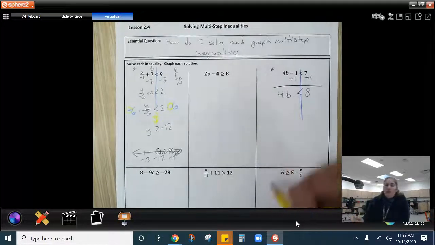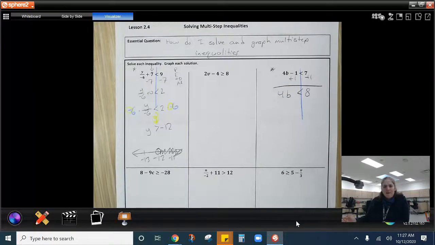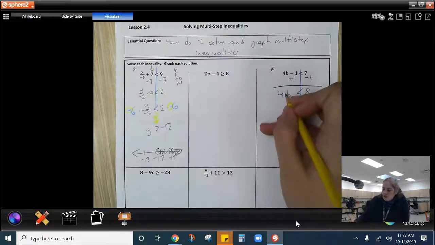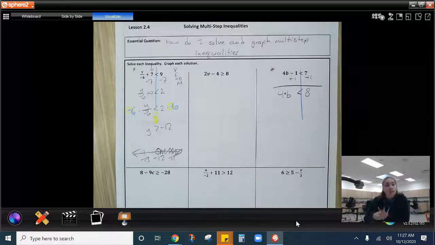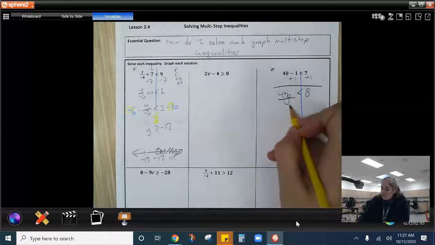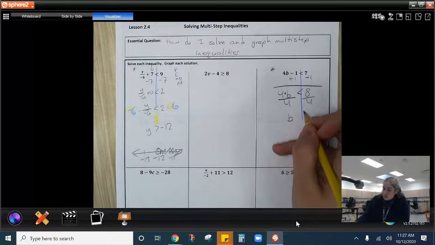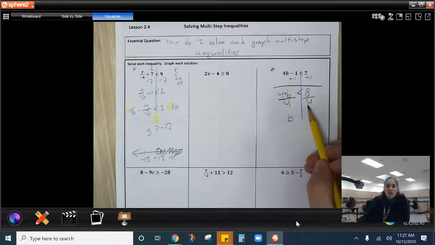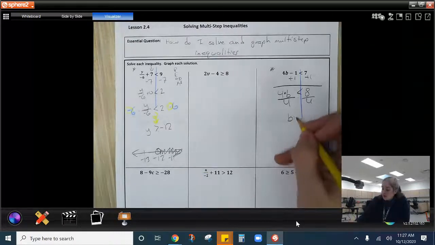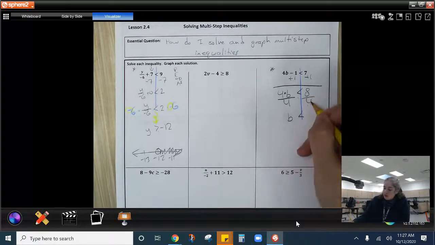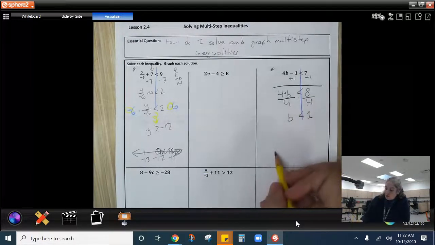And then I've got 4b. Well, am I multiplying or am I dividing when I do that? There's a little invisible symbol right here. Multiplying. So let's divide both sides by 4. So we have b is, was this a positive or a negative? Positive. So do I flip this? No, I leave it. And then 8 divided by 4 is a 2.